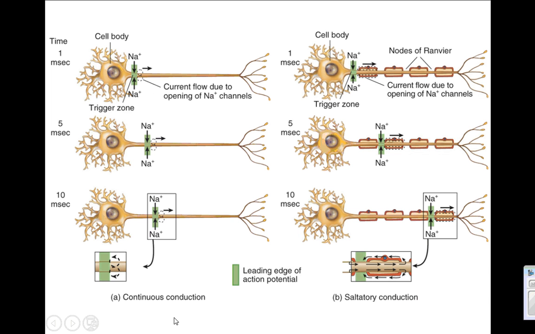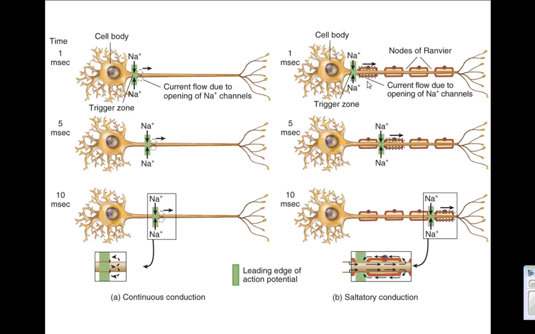Think of this continuous conduction like lighting a match or lighting a fuse, where it's going to burn continuously from where you lit it all the way down. This is going to be a slower burn, if you want to think of it like a burn. Okay. Look at where we're at after 10 milliseconds here versus 10 milliseconds here, which is saltatory conduction. Saltatory conduction, think of it like skipping a rock on water. The action potential skips from node to node. Remember, nodes of Ranvier are those bare segments where the myelin is not present.